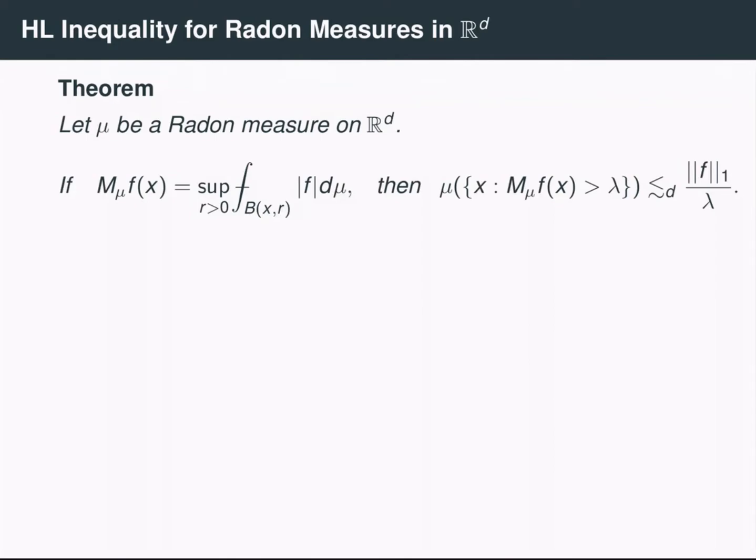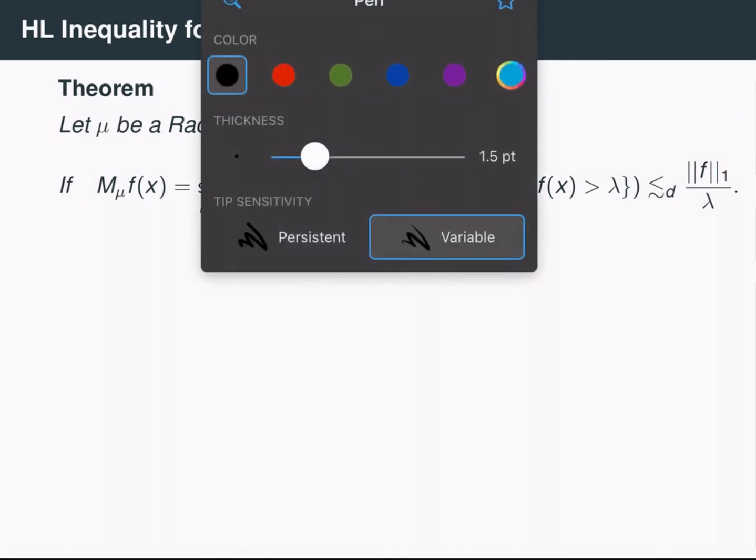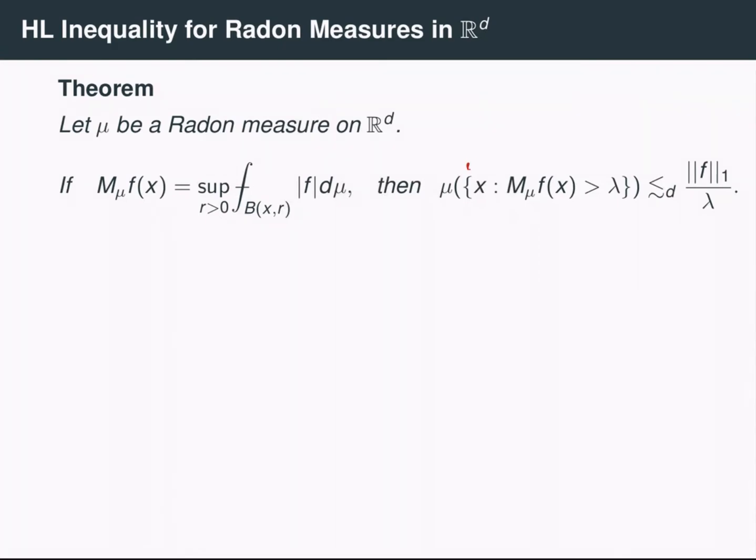So again, recall that the Hardy-Littlewood maximal operator defined for a measure mu is defined as the usual Hardy-Littlewood maximal operator, but now we take averages with respect to the measure mu. So again, I'm going to call this set here E sub lambda, and my goal is to bound the mu measure of this set. Okay, so again, without loss of generality, I'm going to assume that my function f is non-negative.